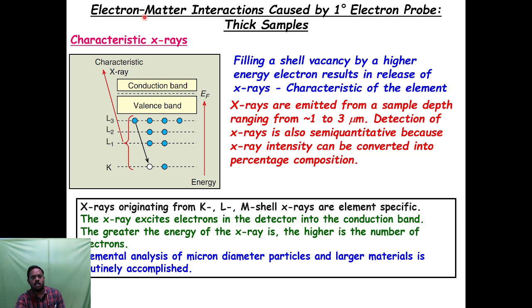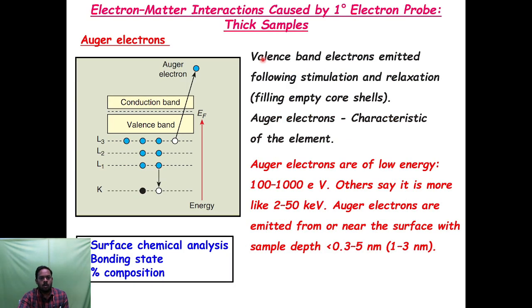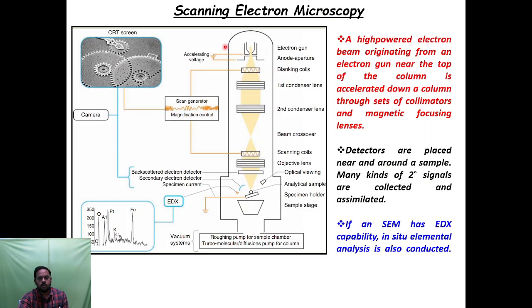In all slides, I have put the title as electron matter interaction caused by the primary probe, that is the electron beam, and we are considering only thick samples since we are discussing scanning electron microscopy. Thick samples means the majority of the secondary effects will be secondary electron, backscattered electron, Auger electron and characteristic X-ray. We only talk about the electron probe method, particularly scanning electron microscopy. In that microscopy we use only thick samples.